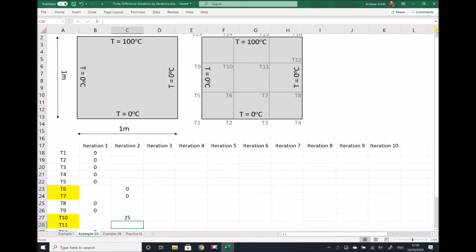Now finally, for T11, we have equals 0.25 times our surrounding points. Our surrounding points for T11 are T7. So I'm going to click on the box for T7 because we don't know its value. T10, we don't know its value.